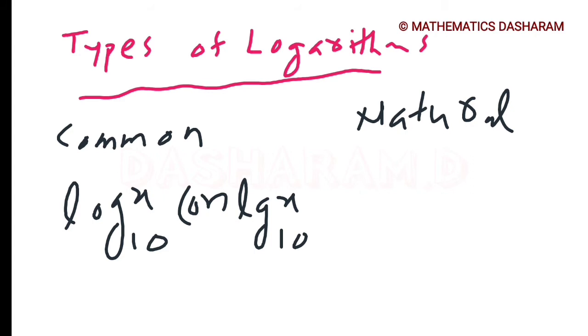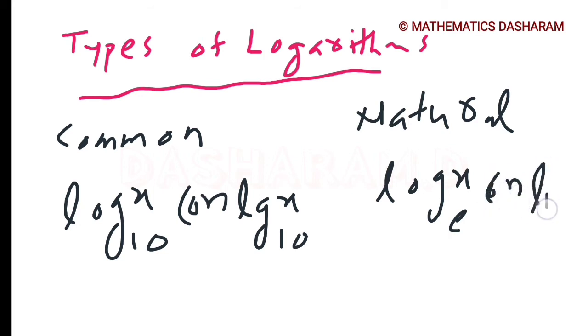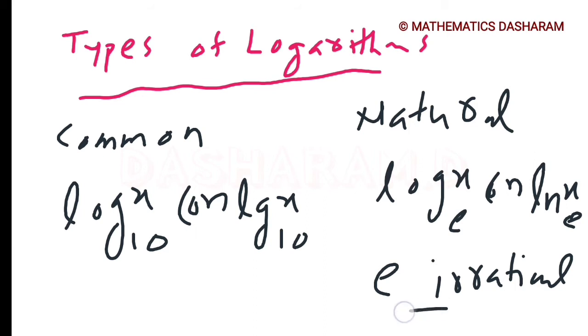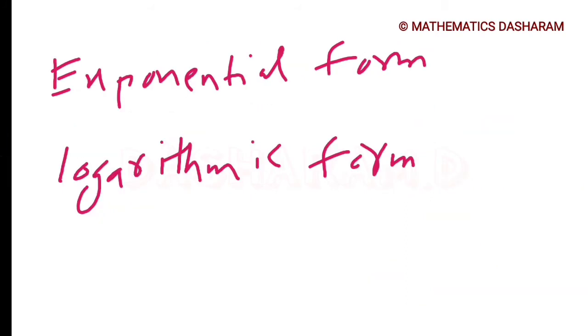The second type is the natural logarithm. A logarithm with base e is called a natural logarithm and we can write it in short as ln x, log x base e. Here e is an irrational number. I will tell you about what e is later. So there are two types of logarithms, common and natural. When the base is 10 it is a common logarithm, when the base is e it is called a natural logarithm.